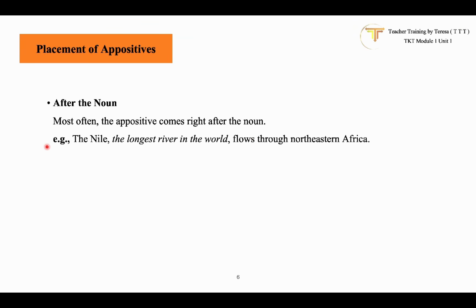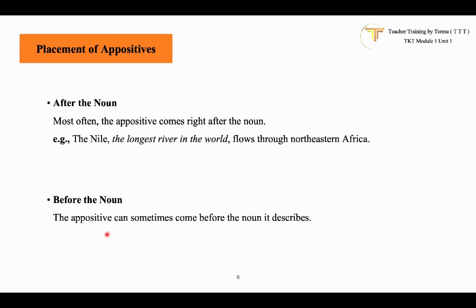Placement of appositives. After the noun. Most often, the appositive comes right after the noun. Example. The Nile, the longest river in the world, flows through northeastern Africa. Before the noun. The appositive can sometimes come before the noun it describes. Example. A talented artist, Picasso created famous paintings.